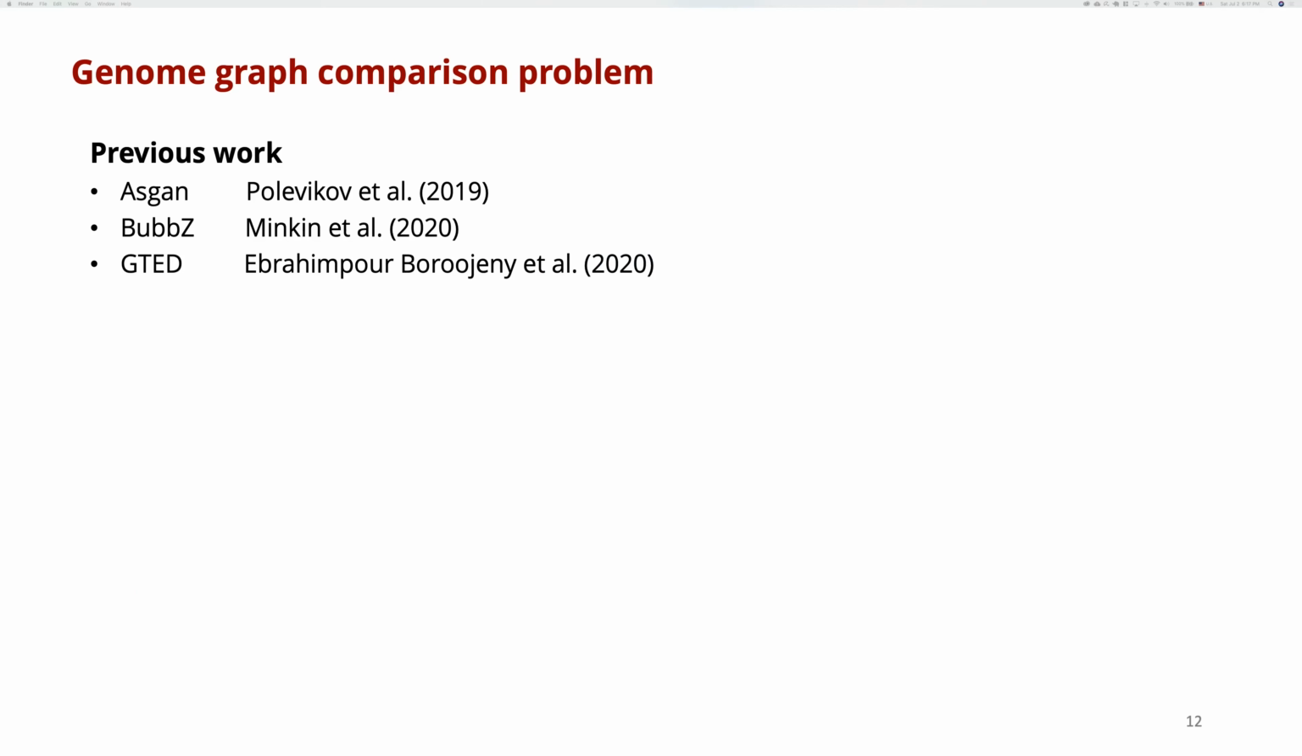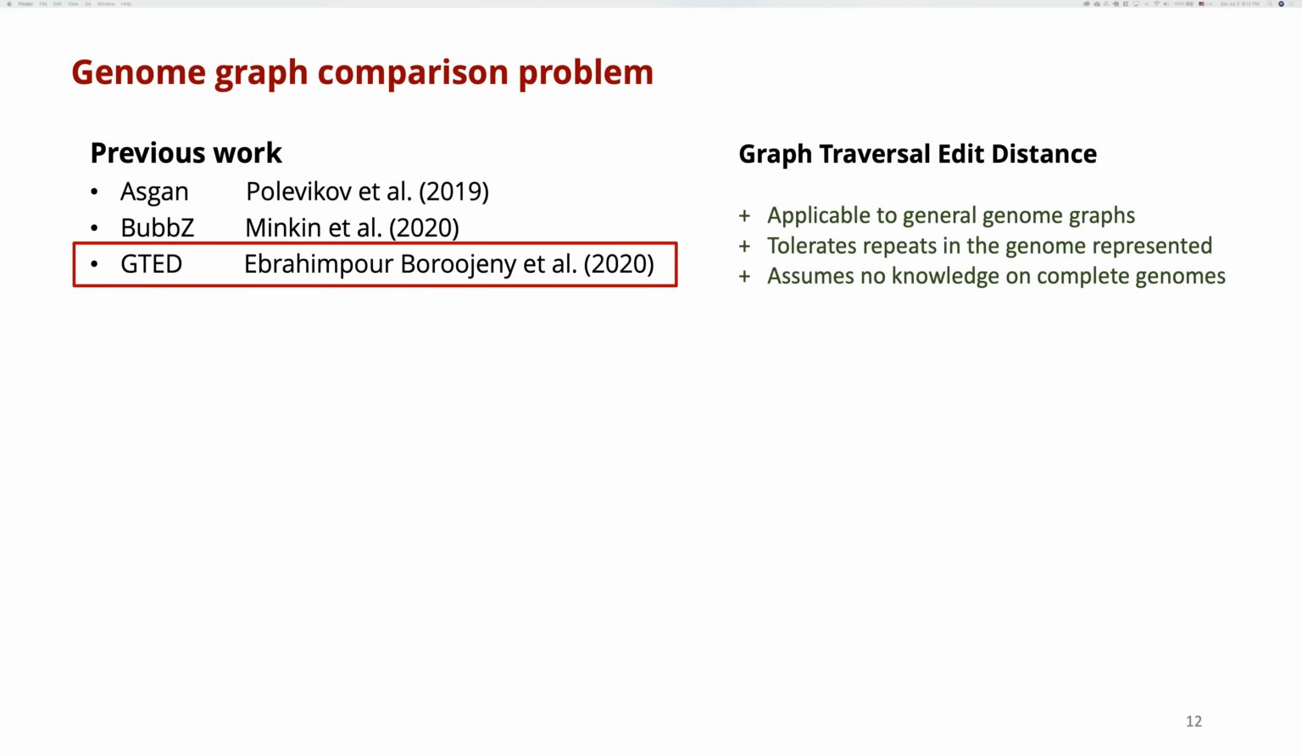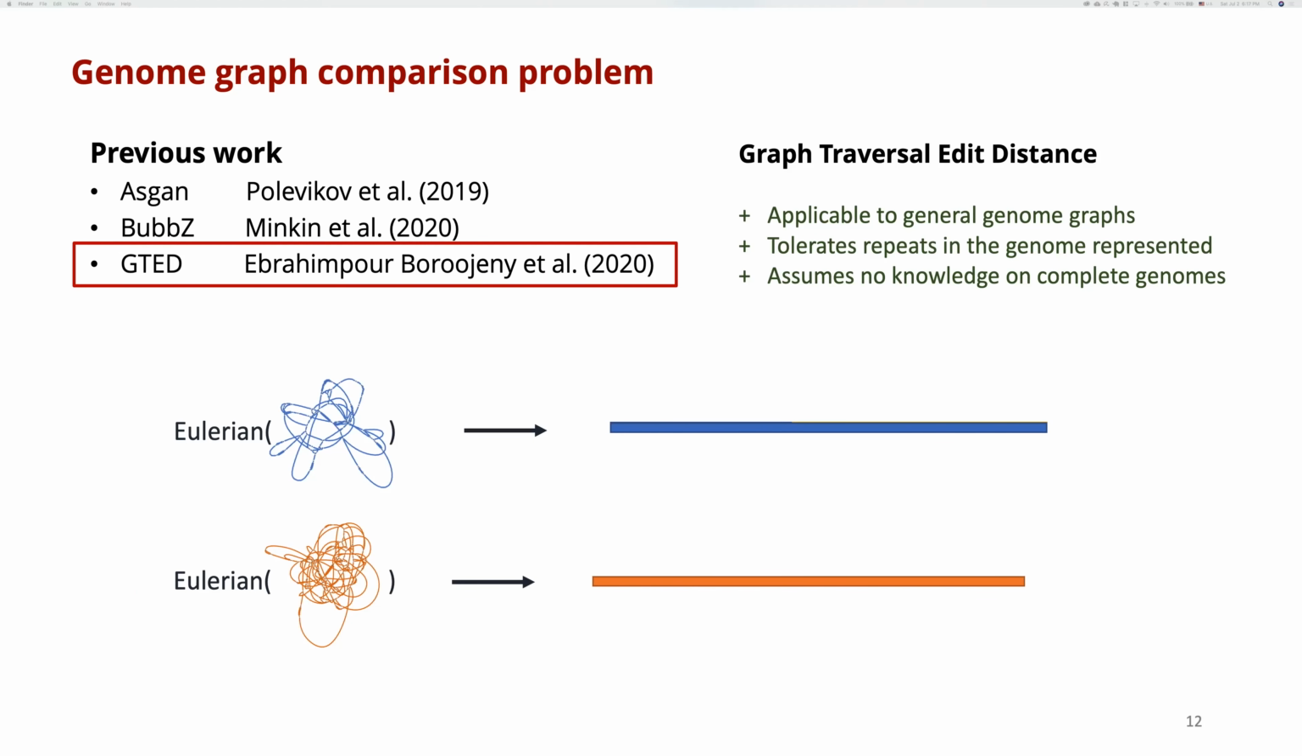As for genome graph comparison problems, there is previous work that proposed methods or definitions for the distance between genome graphs. And among them, GTED is an elegant metric that is applicable to general genome graphs because it tolerates repeats in the genome represented and assumes no knowledge of the complete genomes, which is applicable to our case. GTED, or graph traversal edit distance, computes Eulerian tours in genome graphs such that the strings spelled out by the Eulerian tours are closest together. In other words, it performs alignment between strings spelled out in the Eulerian tour.